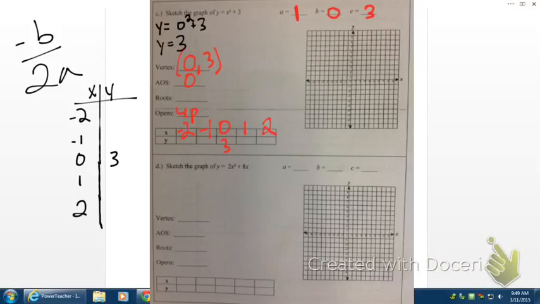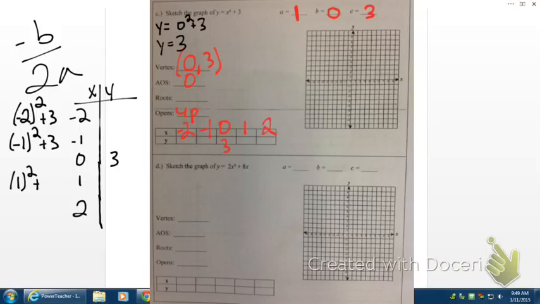So yes, we're going to insert all these x values into the equation so we can find the y values. So we're going to do negative 2 squared plus 3. Okay. For the next one, let's go ahead and substitute this in. Plus 3. We already know the vertex is 0, 3.